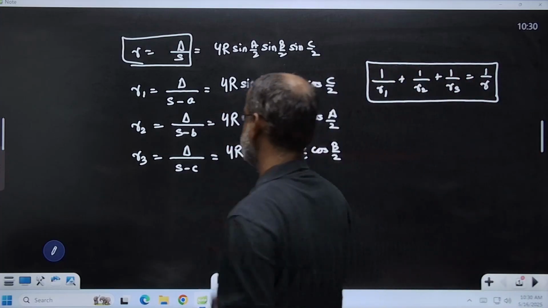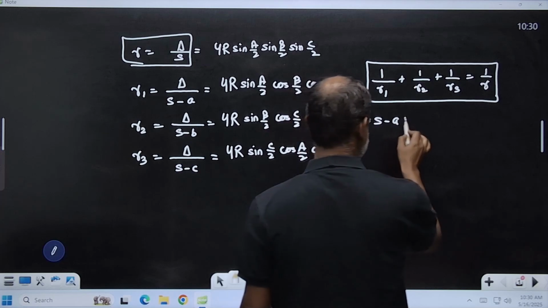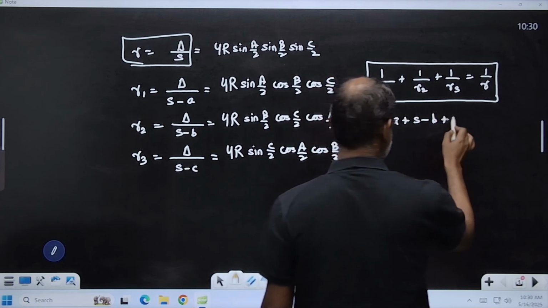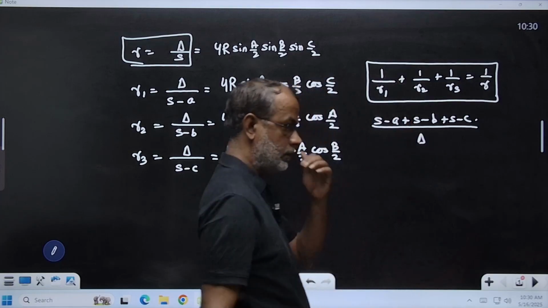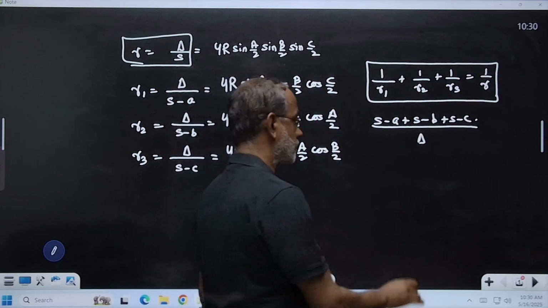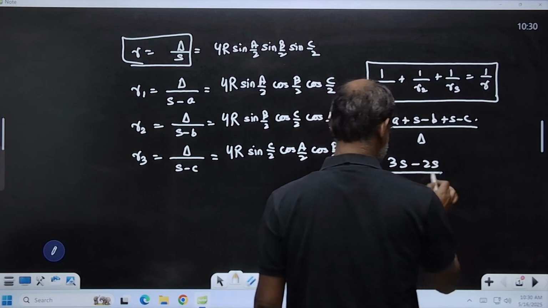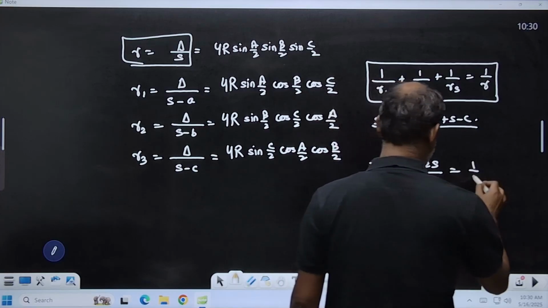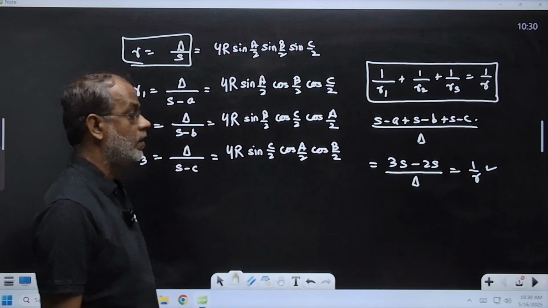You can simply see to it: s minus a plus s minus b plus s minus c over delta. So, 3s minus a plus b plus c, which is 2s, gives s by delta, this is 1 by r. So, this is one relation that holds for r1, r2, r3.